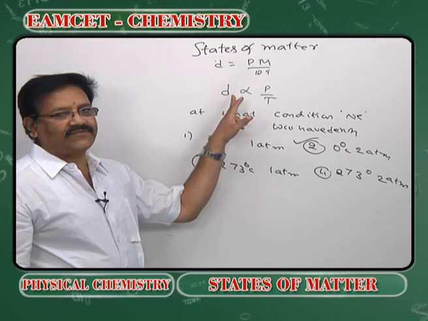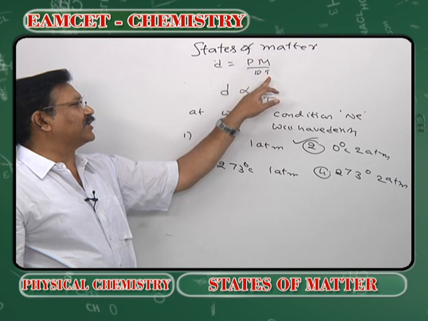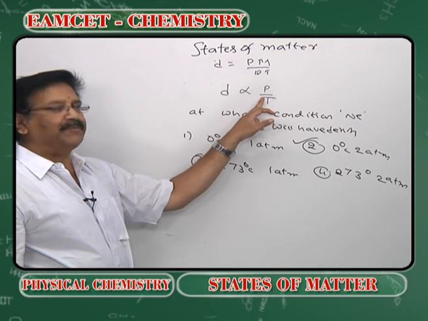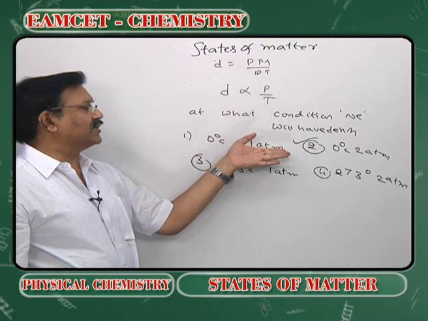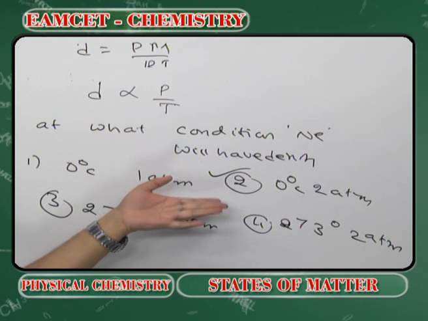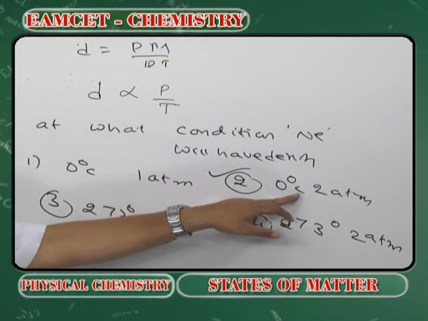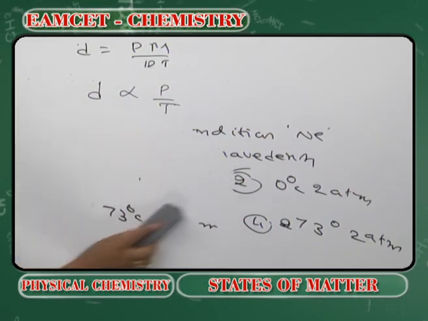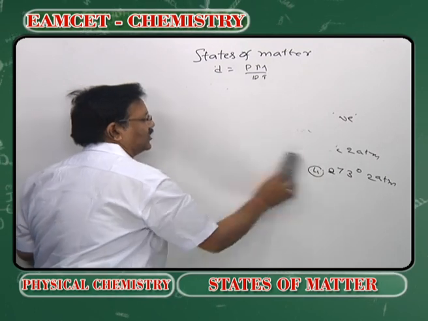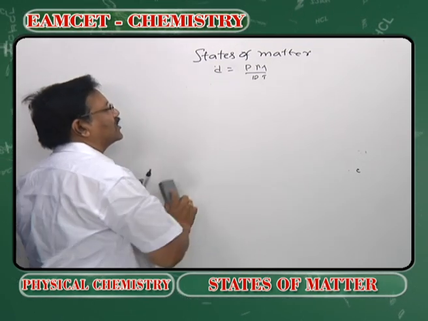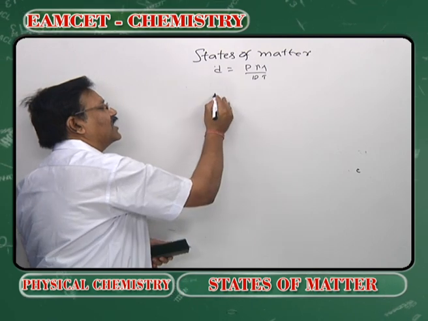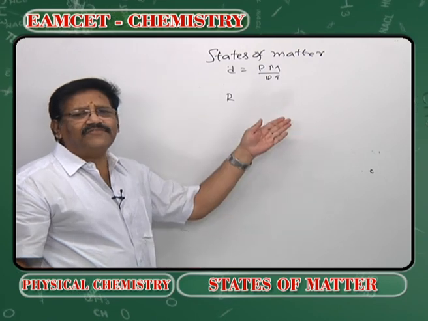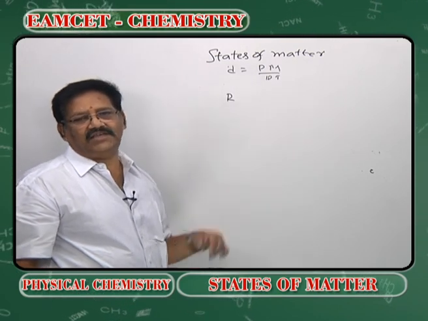For a given gas, when molecular weight and R value are constant, D is proportional to P by T. So, at what condition will neon have the highest density? At low temperature and high pressure. Next, apart from the gas laws and ideal gas equation, what is the R value? What is R? Universal gas constant. R is a function of work or energy.